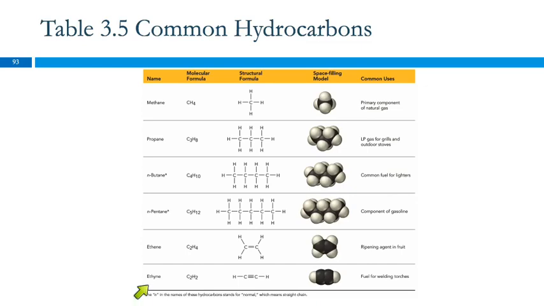Down here, this is ethine, 2 carbons. The ine tells me there's a triple bond. So then this one only has 2 hydrogens.